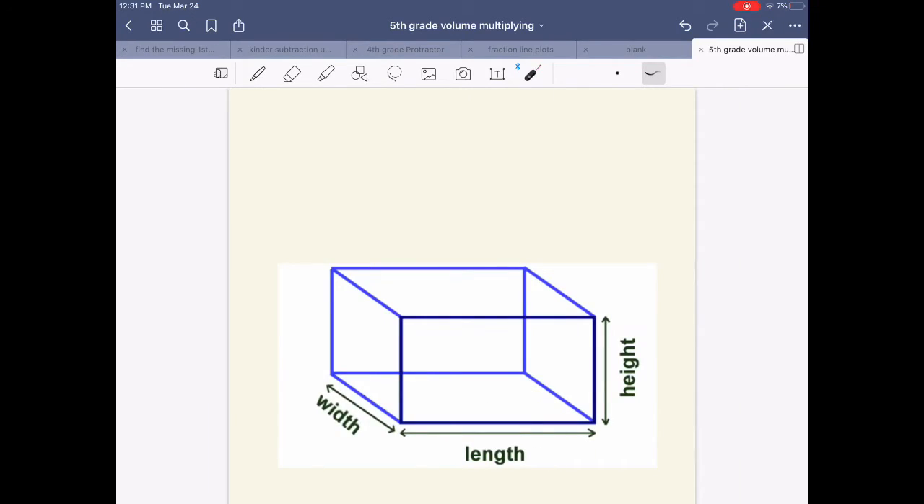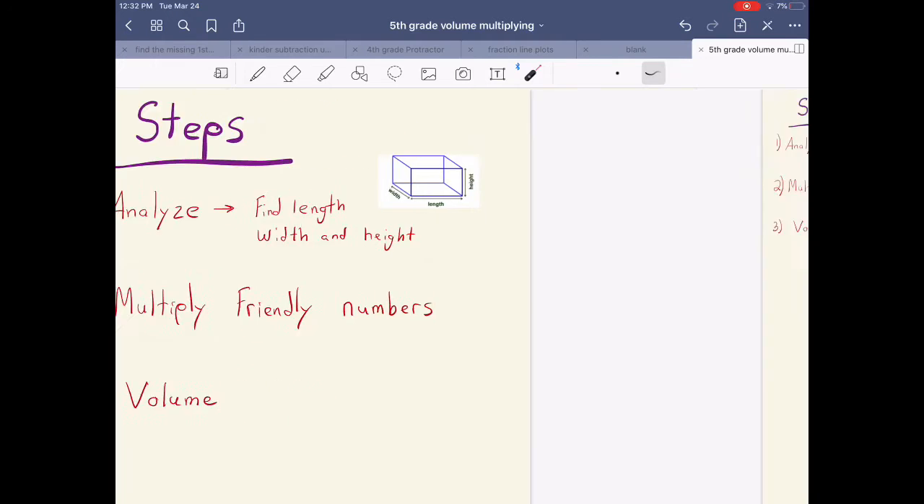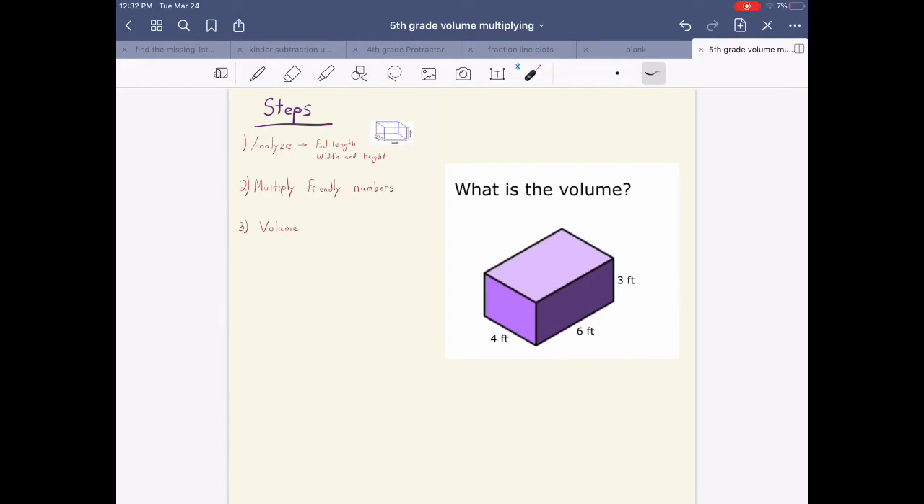So before we start, you need to know that a rectangular prism has a length, a width, and a height. So when I say, hey guys, go ahead and multiply the length and the width, or multiply the length and the height, then this is what you know I'm talking about. So we have a width, a length, and a height. All right, and here's the steps. Steps are kind of the same, except step 2 is a little different. So let me show you how to do one.